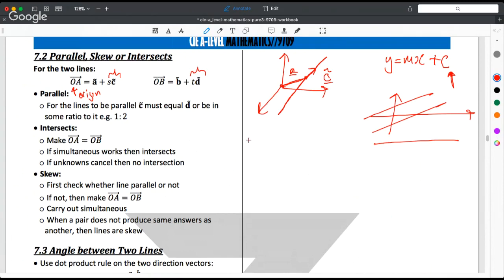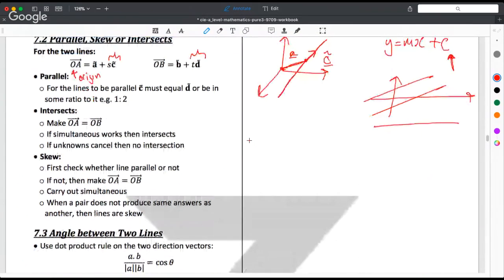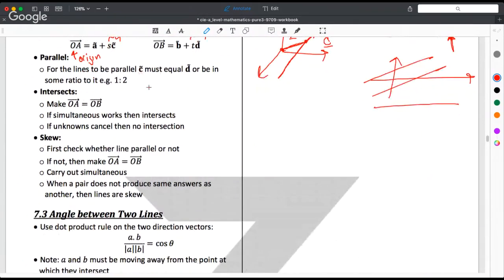Okay, cool. And I think we will know how to figure out whether lines are parallel. We'll figure that out later when we start talking about the angle between two lines. Okay, so intersects. How do we find if two lines intersect?